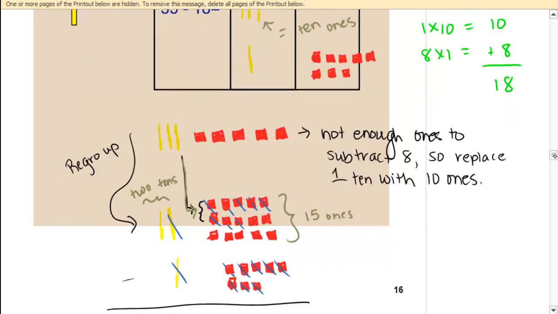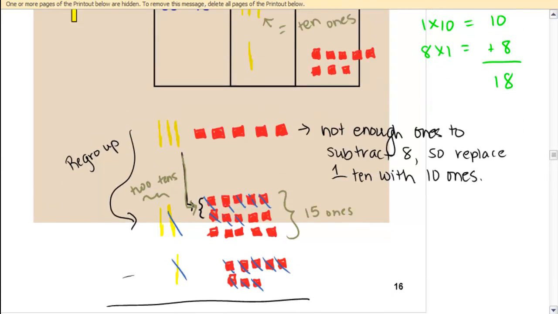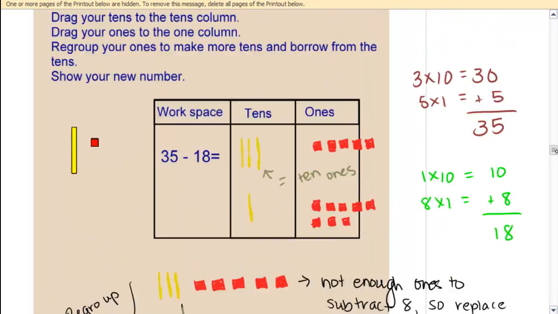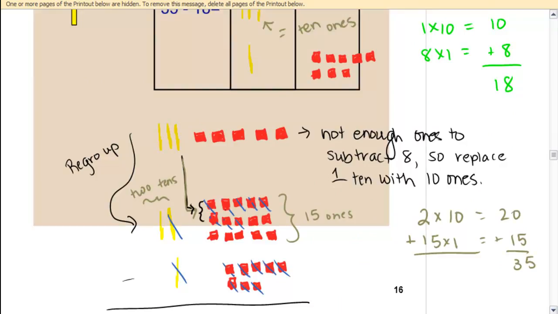Now I want to subtract 18 from what I actually end up breaking up into 2 times 10 plus 15 times 1. So I actually broke this up into 20 plus 15, which is still 35, right? But instead of having 30 plus 5 to get 35, like we did here, I now have 20 plus 15. So it's the same amount, just broken up differently.